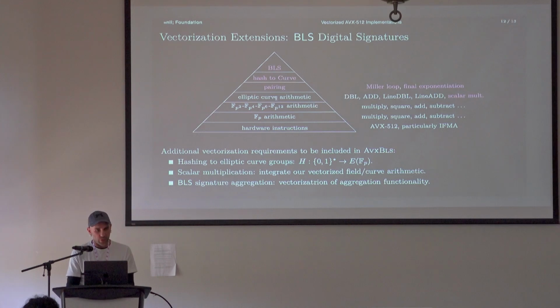Two operations that are important to be vectorized are the process of hashing to curve. This is starting from a random bit string and mapping it to a point on the curve. And scalar multiplication. We also need to vectorize scalar multiplication. And also, we are interested in looking at ways to use our vectorization strategies to accelerate the signature aggregation process. So these are things that we will investigate in the near future.